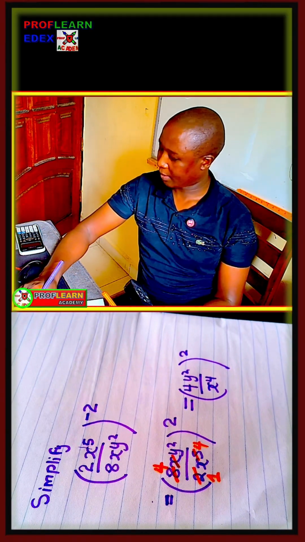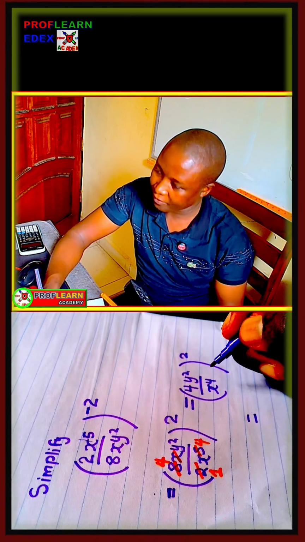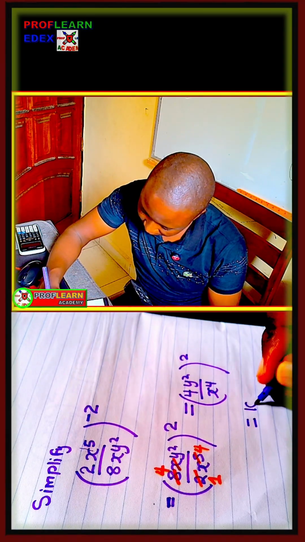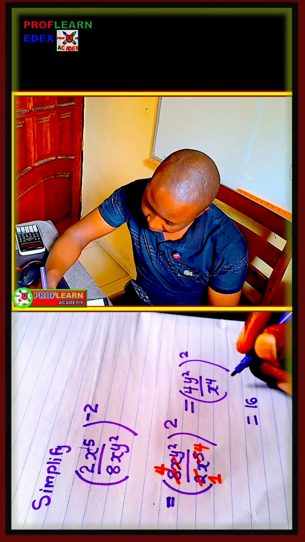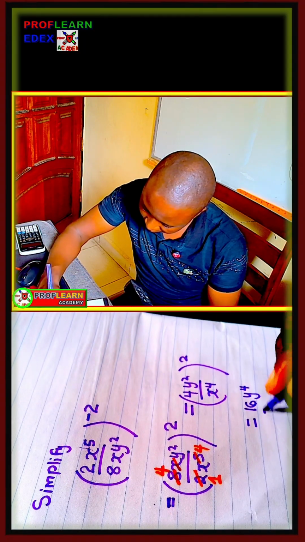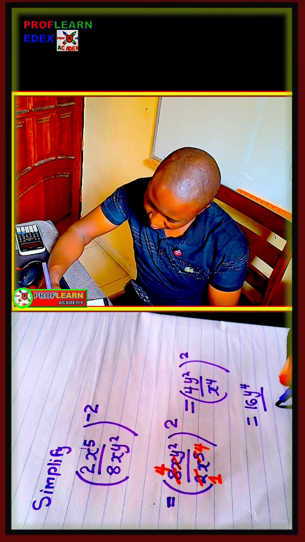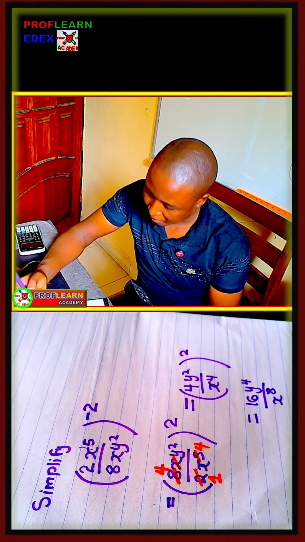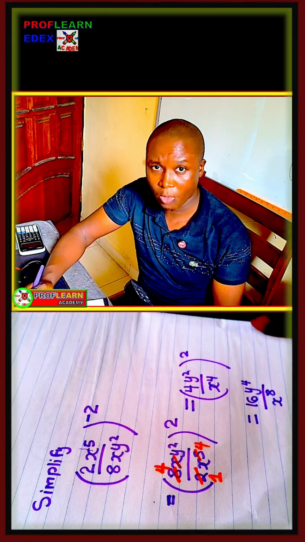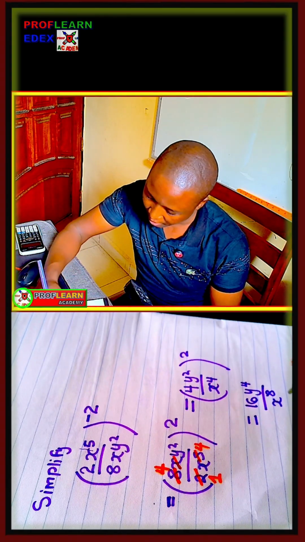Once we have done that, we are going to square everything by power 2. So this is going to be 16, because 4 squared is 16. Y squared raised to power 2 is going to be y raised to power 4, divided by x raised to power 4 squared, which is x raised to power 8. Because if you have a power raised to a power, you multiply the powers, so that's 2 times 4.